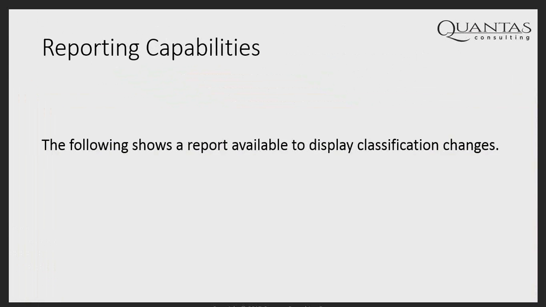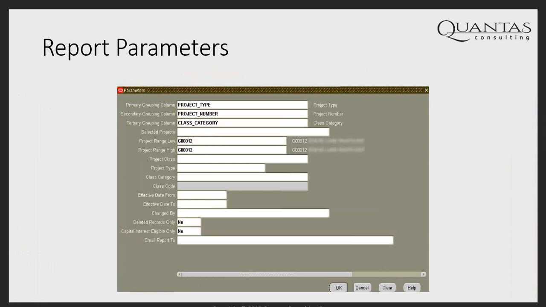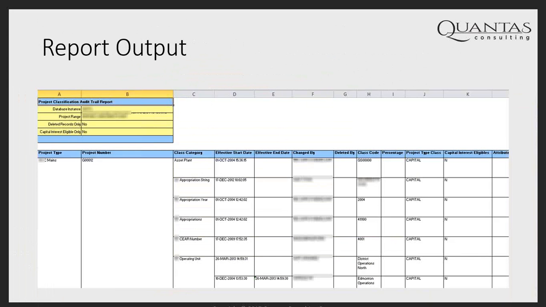So our reporting capabilities. I'm going to show a report that exists where we can actually run an online report to show all of our changes. So here's the project classification audit trail report. I run this by various parameters. In this example, I'm going to run it by a project number. Here's the values that come up in my project. Again, because I ran it by just the project, it's going to show all of my classifications on that project.